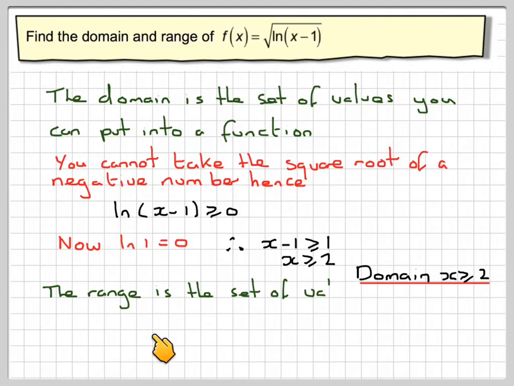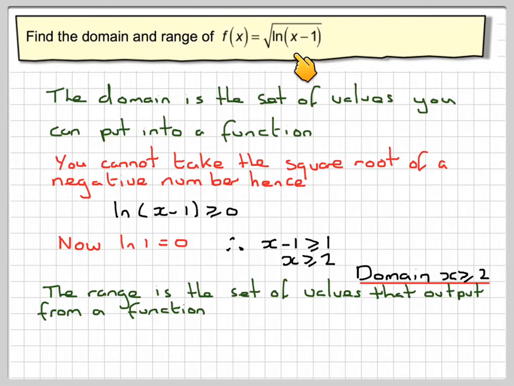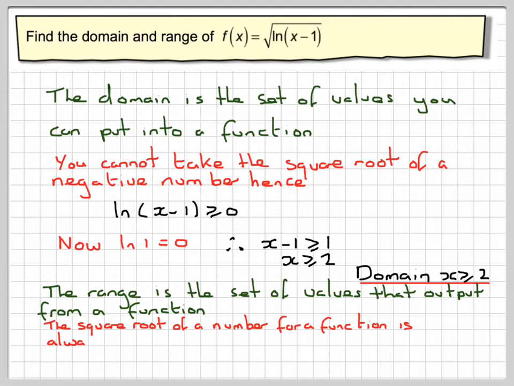The range is a set of values that output from a function. If you took a very, very large number, ln of it will be a slightly smaller number, but you can keep putting numbers in here. What you won't get out is a negative number from this function by taking the square root. Because there's no plus or minus here, we're always going to be plus, and therefore the square root of a number for a function is always positive, and therefore the range will be y is greater than or equal to 0.